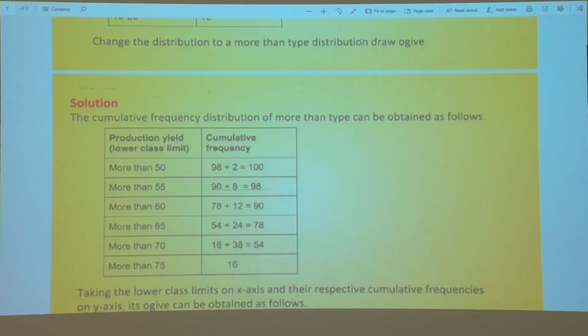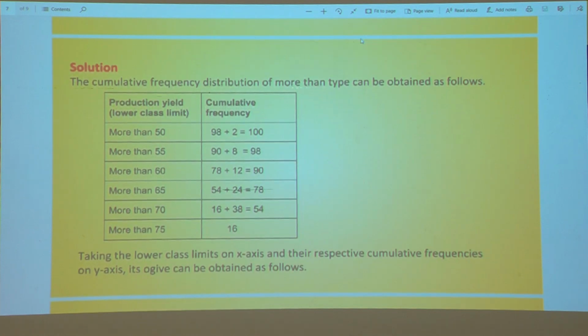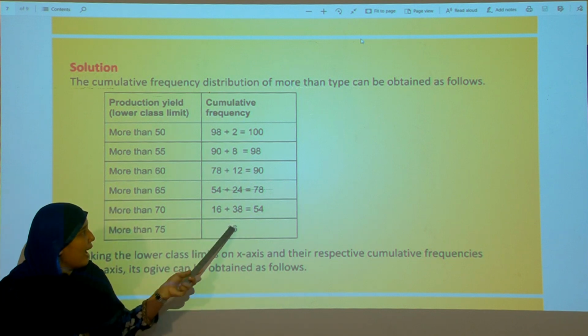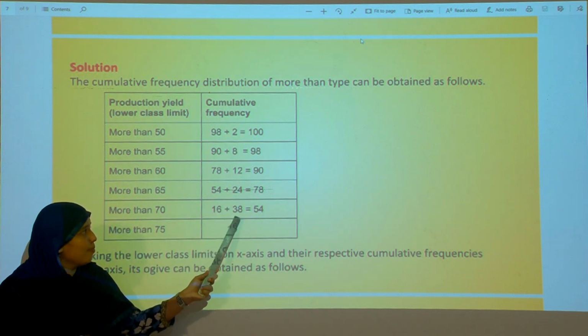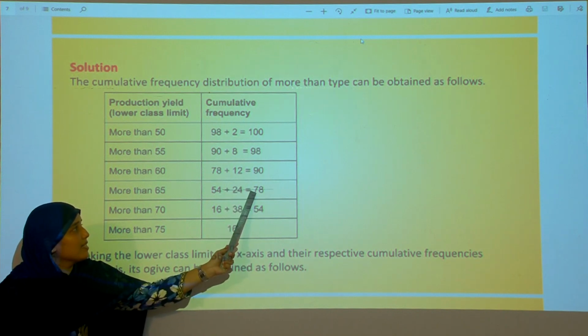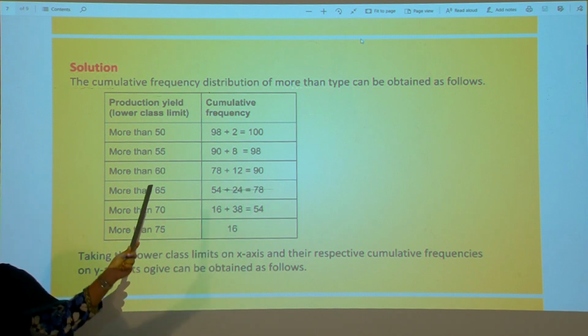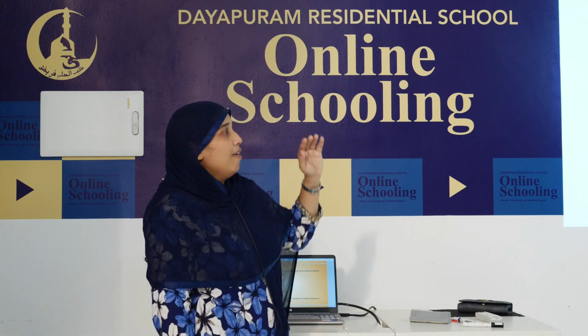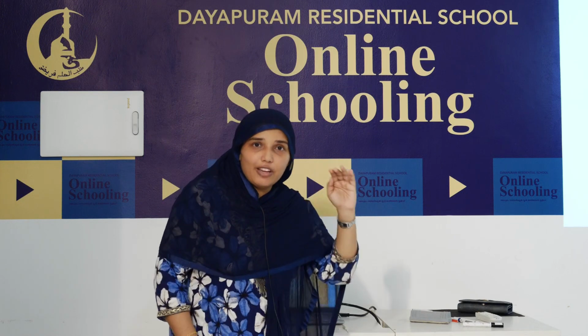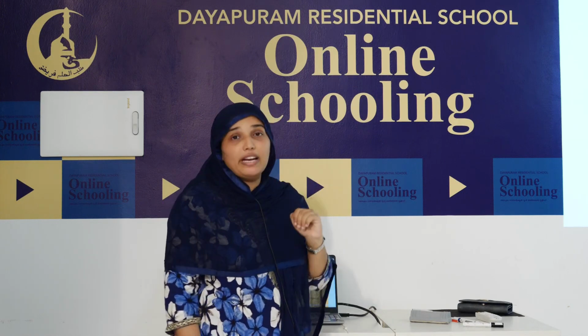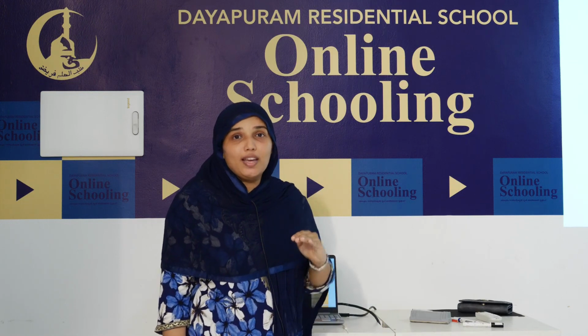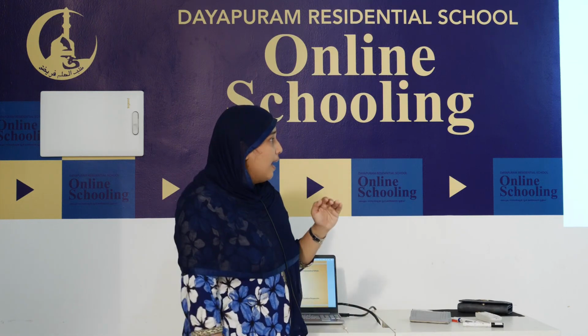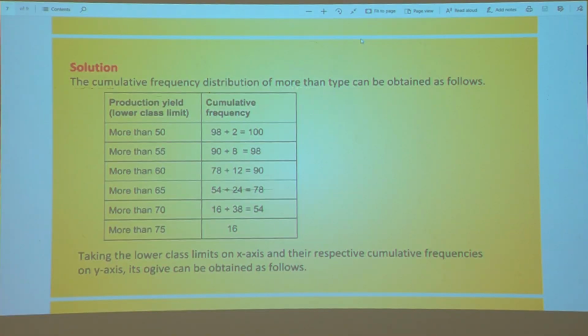Now we add each frequency from the bottom. The last cumulative frequency is 16. We add the last two frequencies, 16 plus 38, we get 54. Next we add the last three frequencies, we get the last third cumulative frequency. So we get the cumulative frequency column, and we get a column like this: 100, 98, 90, 78, 54, 16.